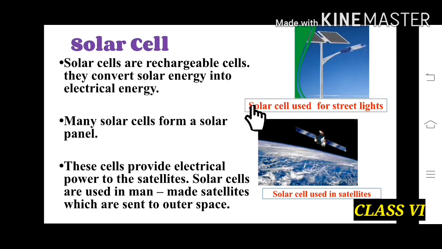It means solar cells are used for street lights. Many solar cells form a solar panel. These cells provide electrical power to the satellites. So in this picture we can see that a solar panel is providing power to the satellites. And solar cells are used in man-made satellites which are sent to outer space.